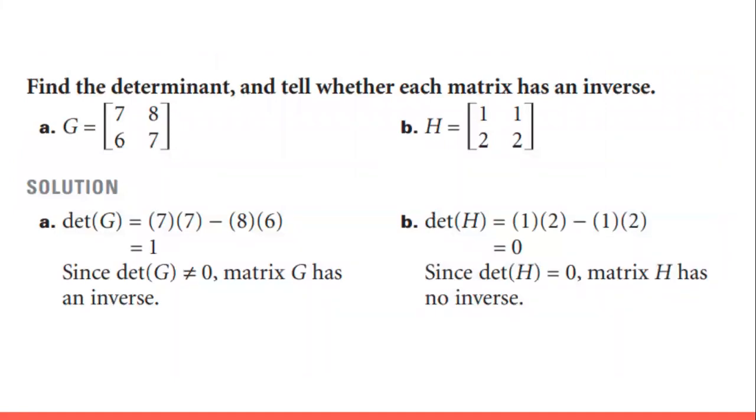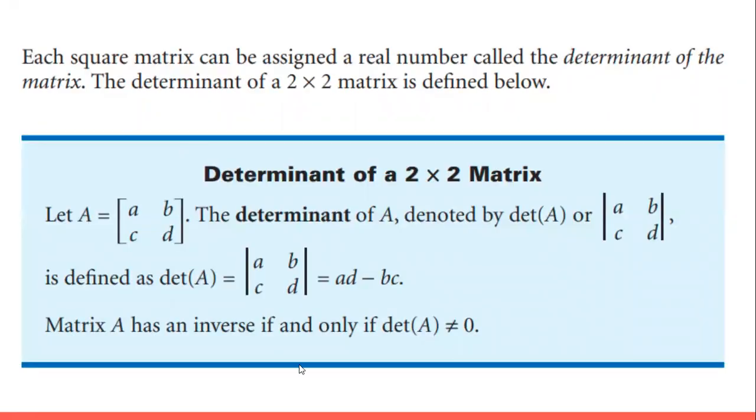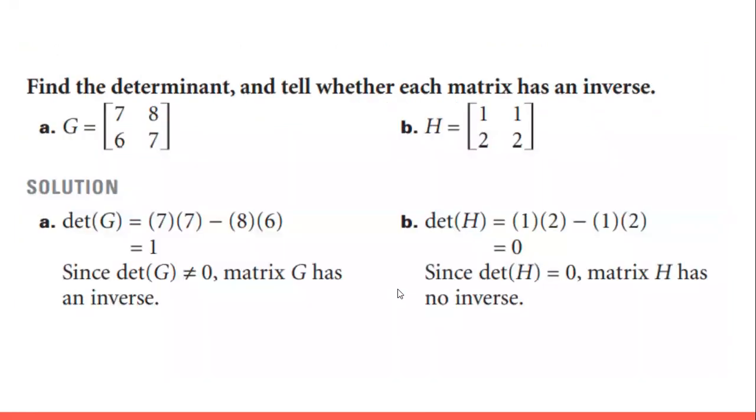So find the determinant and tell whether each matrix has an inverse. So in problem A, G equals 7, 8, 6, 7, and we're going to find the determinant of G by using the expression shown in the previous slide, which was AD minus BC. And when we simplify that, we get 1, and since the determinant does not equal 0, matrix G does have an inverse. And for B, H equals 1, 1, 2, 2, we're going to use the same expression and we're going to simplify to get 0. And since the determinant of H is 0, matrix H does not have an inverse.